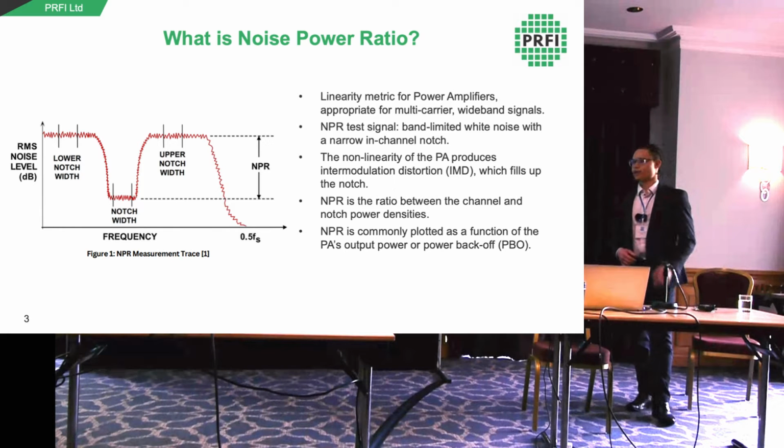So noise power ratio is a figure of merit for the linearity of RF and microwave amplifiers, particularly power amplifiers, and it's most appropriate for those that will operate with wideband multi-carrier signals. A typical NPR test signal is shown in the figure on the left. The notch is a bit wider to make it clearer, but you have band-limited white noise with a narrow in-channel notch, typically much narrower than the bandwidth of the channel. This is a more representative test signal than the two tones that you might get in an IP3 measurement, and so it gives you an idea of the in-channel distortion from multiple carriers on neighboring channels.